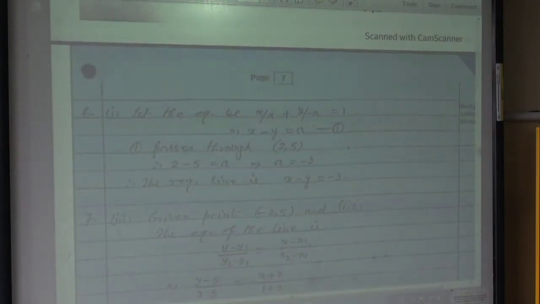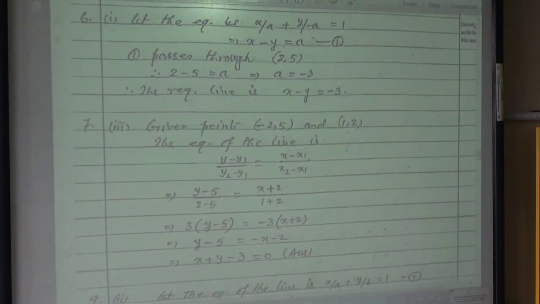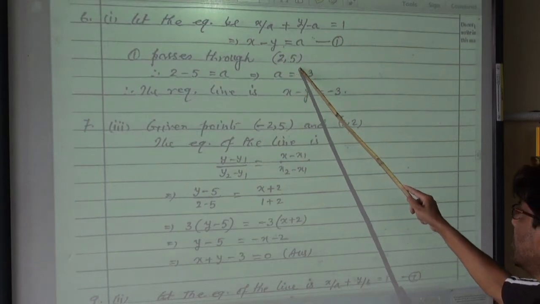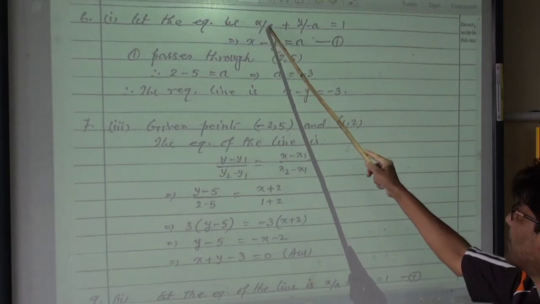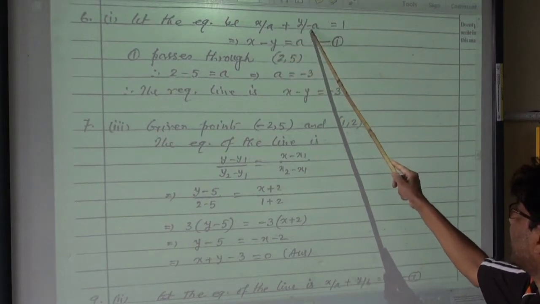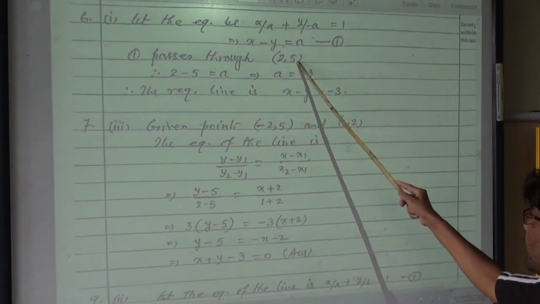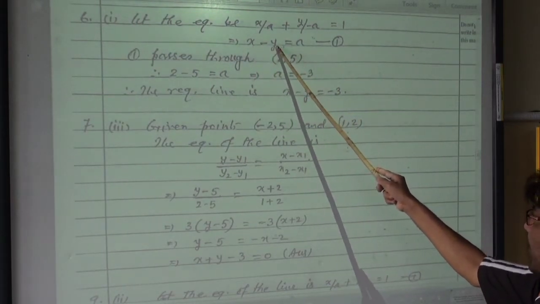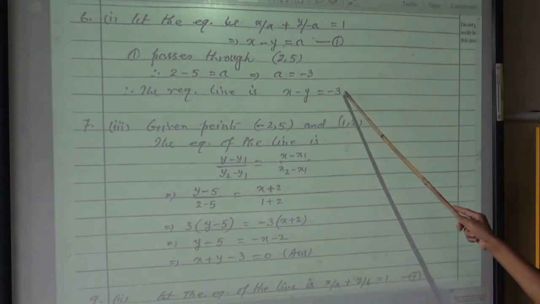In this question it is given, find the equation of the line which makes equal intercepts of opposite sign and passing through this point. Numerical value of the intercept is same but of opposite sign. So I have assumed x by a plus y by minus a. The length of a is the same but the sign is opposite, plus and minus. Simplify, x minus y is equal to a. Passing through this point, replace x and y with 2 and minus 5. So the value of a is coming minus 7. So the equation is x minus y is equal to minus 7.